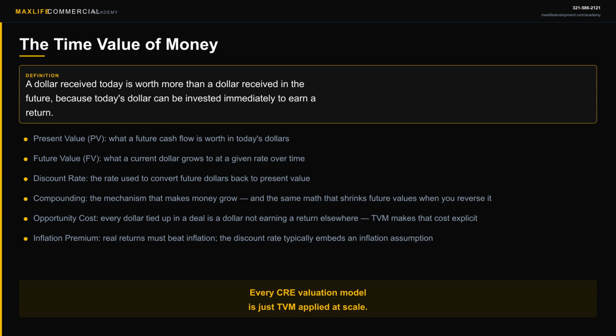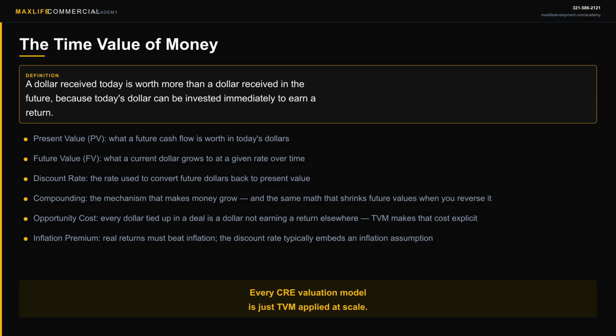When we talk about present value, we're asking, what is a future cash flow actually worth right now, given a specific discount rate? When we talk about future value, we're asking the reverse. If I invest today's dollars at a known rate, what do I end up with? The discount rate is the critical input. And in commercial real estate, it is almost always the investor's required rate of return, the minimum return they need to justify the risk of the deal.